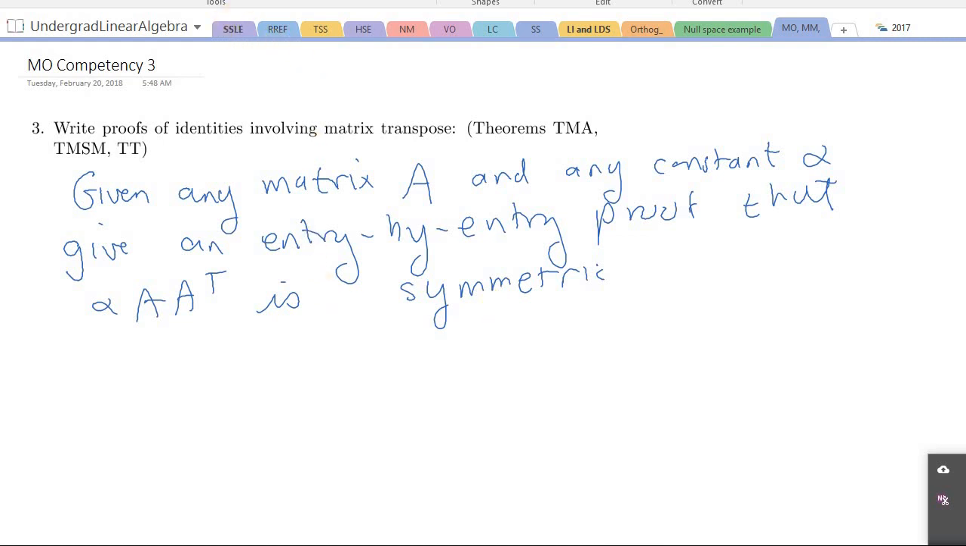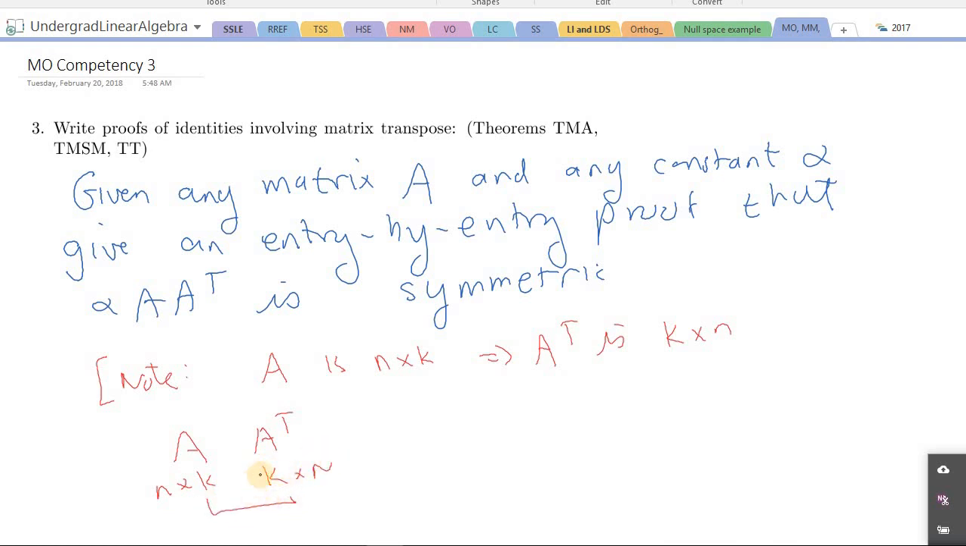First of all, I want to note something. This is not necessary for the problem, but I want you to note that I'm not assuming that A is square. Let's suppose A is n by k, then A transpose is k by n. So if this is n by k, and this is k by n, the inner dimensions match, so the product is defined, and the result is an n by n matrix. So it's square.